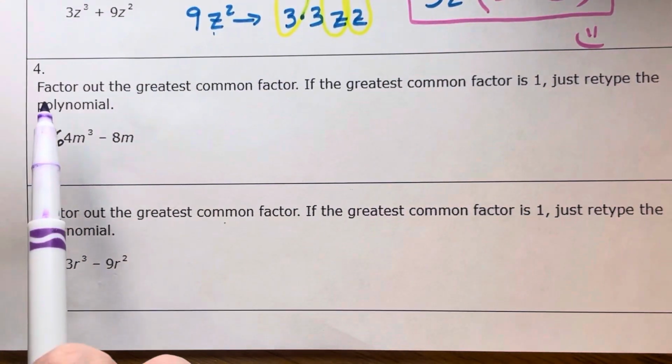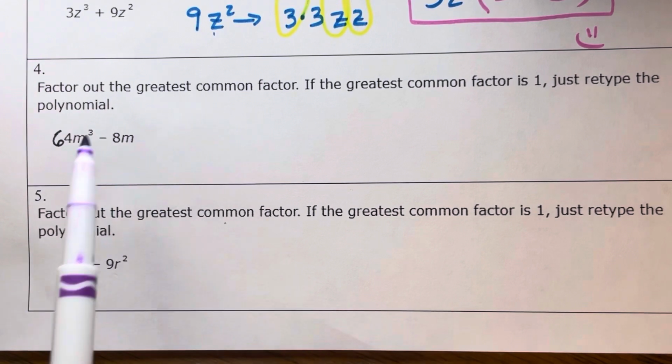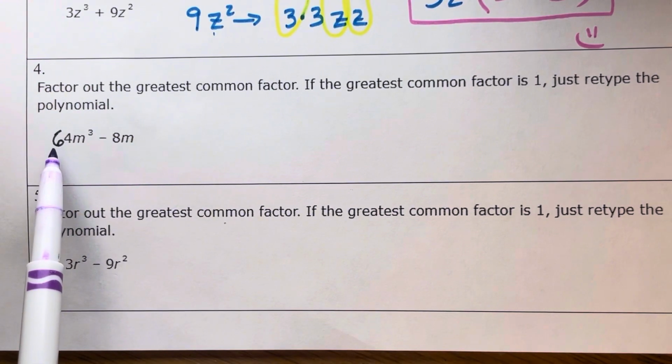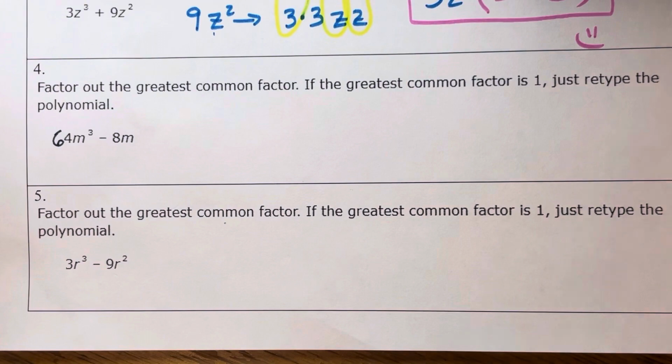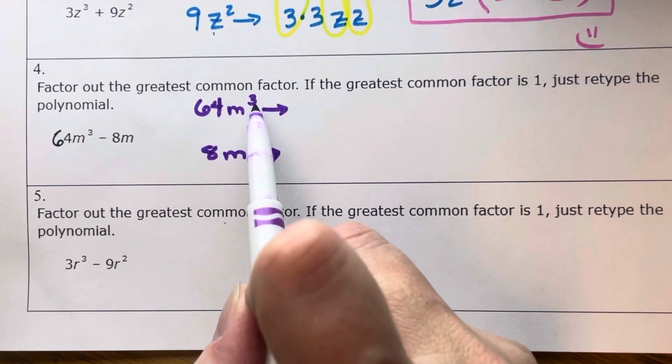In example 4, let's again factor out our two terms using the greatest common factor. I adjusted this problem slightly, and you'll find out why in just a moment. Let's break down 64m cubed.